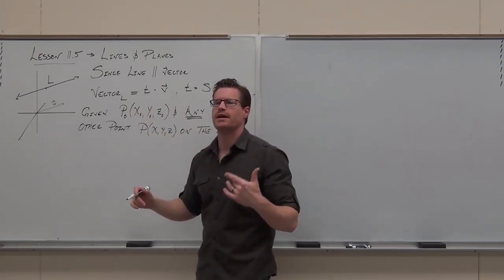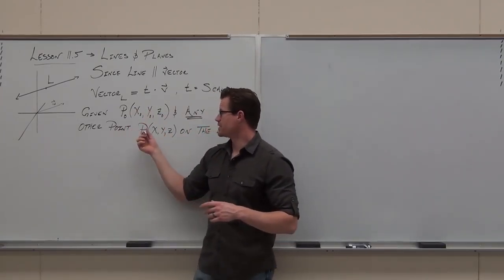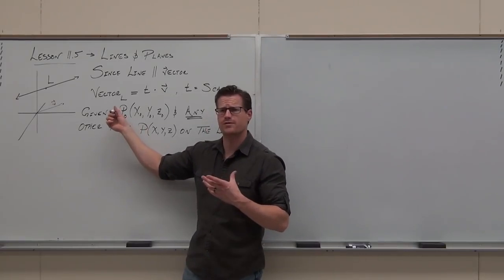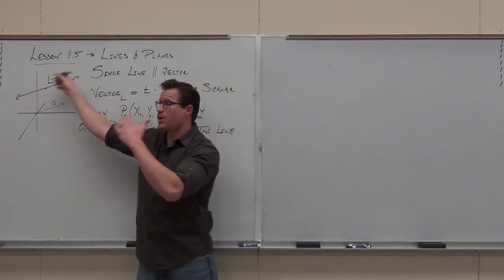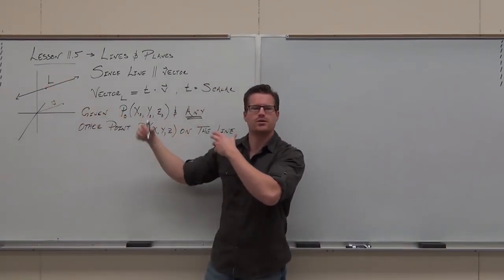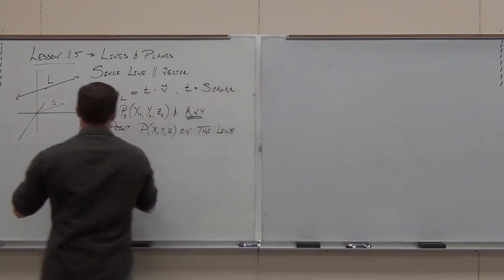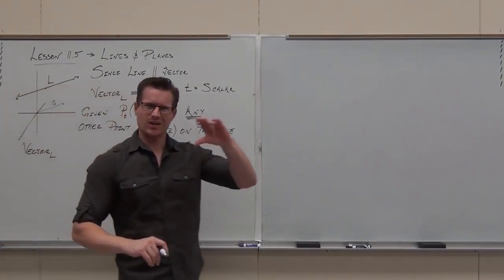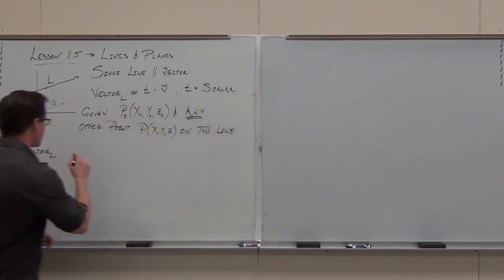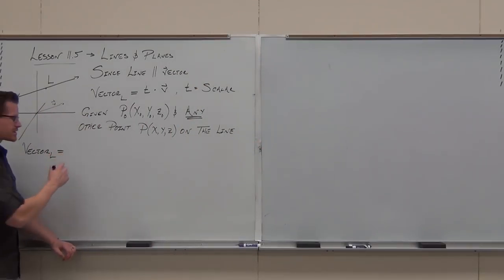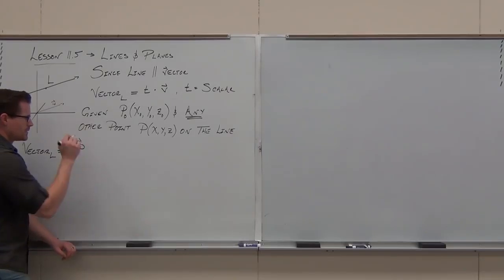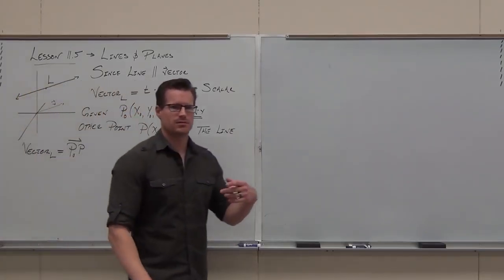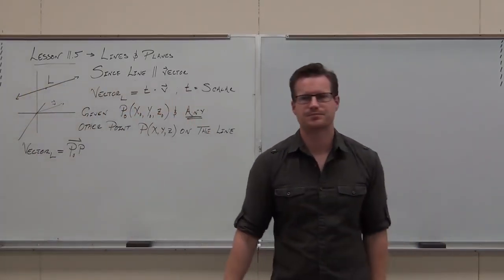We can always find a vector between this point and this point. We can always find that vector. And it's going to be a vector on that line because these two points are on that line. It's got to be there. So the vector of the line, that's that little L there, is going to be the same as the vector between p sub 0 and p, any other point.